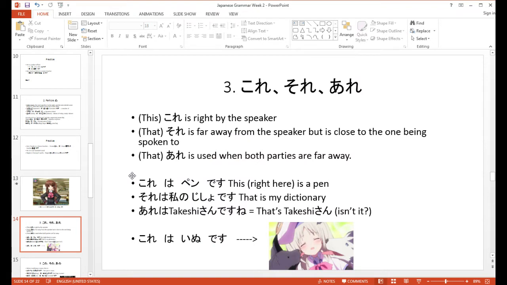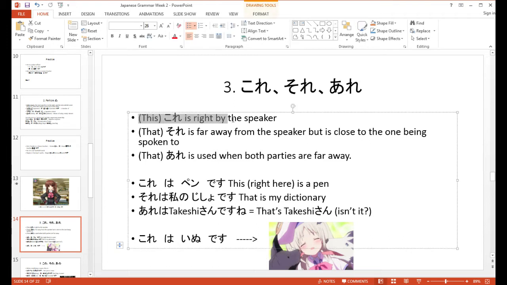Let's move on. This book covers kore, sore, are right away, which just means this, that, and that. So there's two that. So this is easy. Kore is right by the speaker. You can touch it. Let's say this is my pen. When you say this is my pen, it is within my reach, the reach of my arm. So that's kore. Kore is this. It starts with ko. Sore is something that is far away from the speaker, but is close to the one you're talking to. Okay?